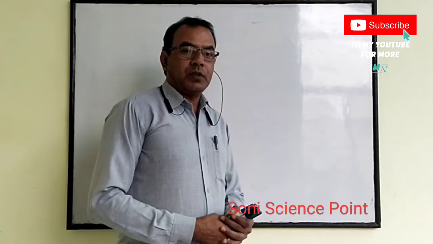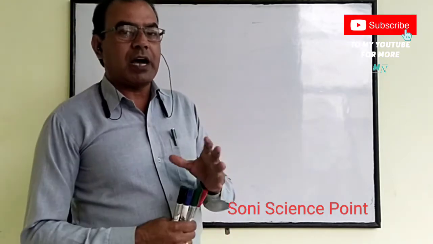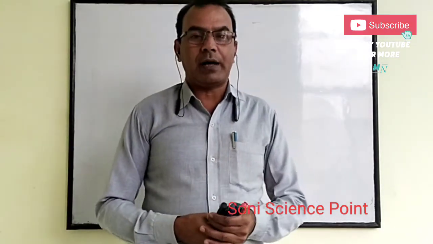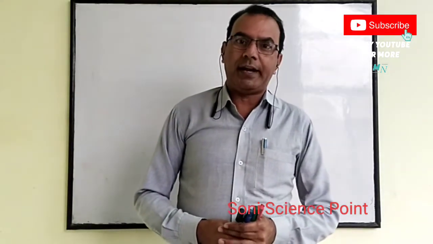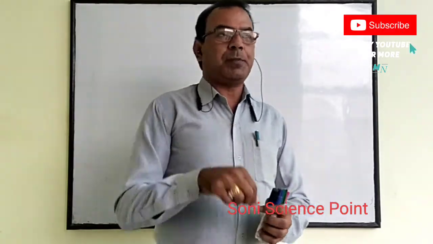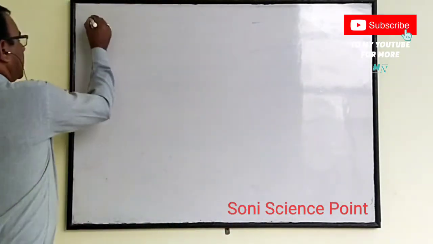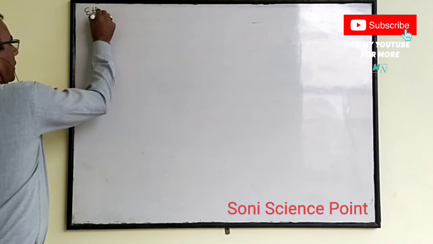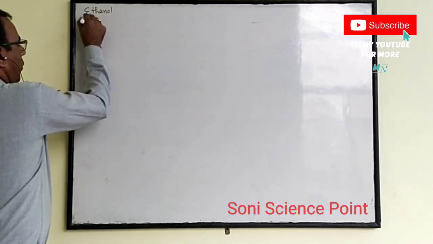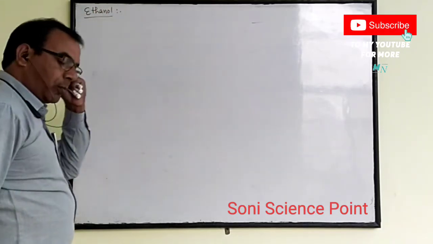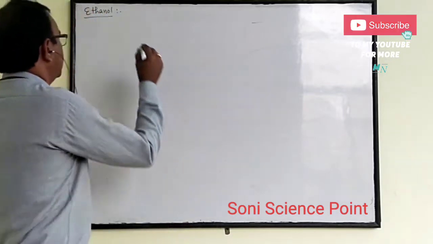Hello students, in this part we will discuss some chemical compounds of carbon such as ethanol and ethanoic acid. In this part we will discuss ethanol. What is ethanol? It is commonly called alcohol.